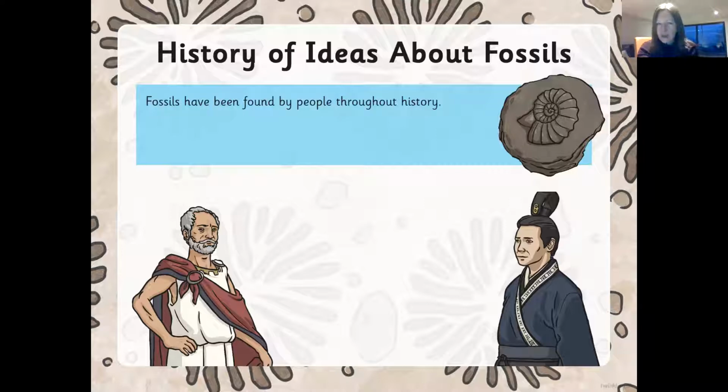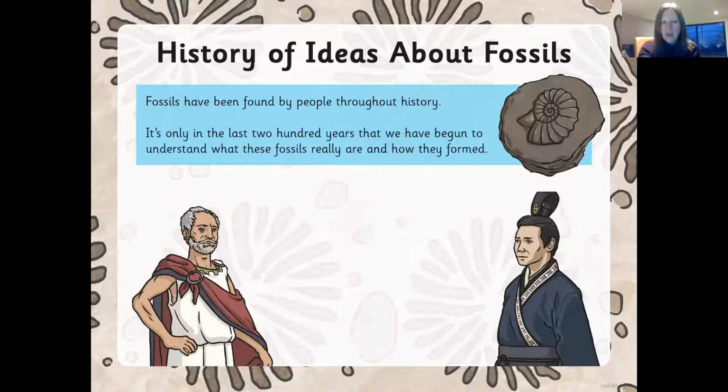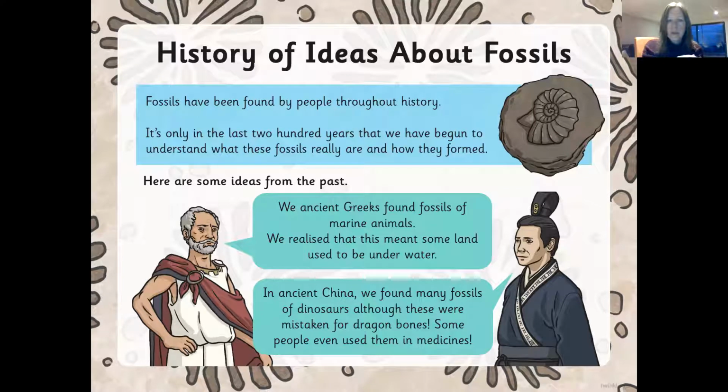So fossils have been found by people throughout history. But it's only in the last 200 years that we've begun to really understand what these fossils are and how they are formed. So here are some ideas from the past, before we really started to understand what fossils were. Okay, so the ancient Greeks found fossils of marine animals, so sea animals, and realised that this meant some land used to be underwater. Where they found them was actually on land, but they were finding marine animals there, so they knew that at some point that land must have been underwater.